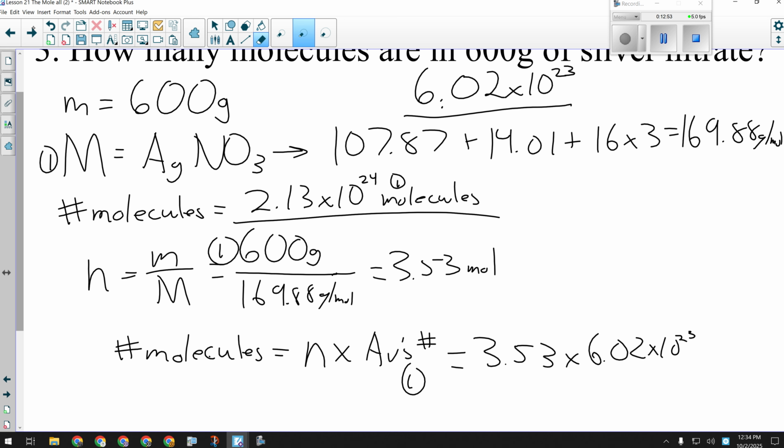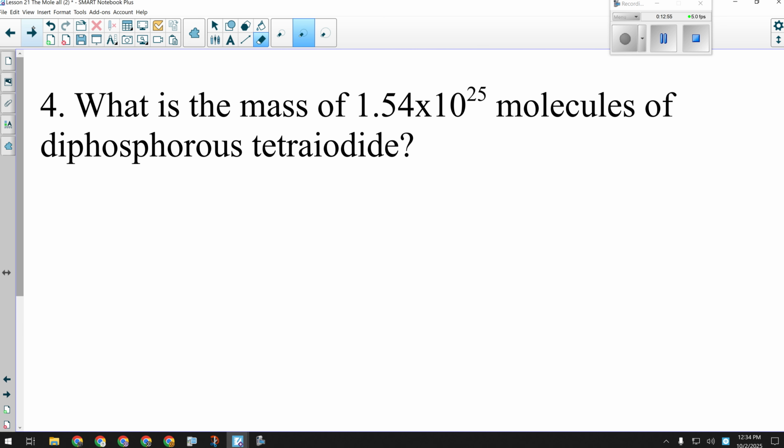Then, copy down this type 4 question. Give you a second and we'll go through it. So in a type 4 question, it's basically backwards of what we just did. The thing we're given was the end product of what we did in the last one. Okay? We're told the number of molecules. In this question, it's 1.54 times 10 to the 25.